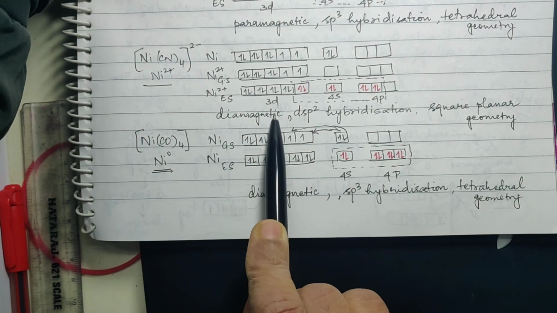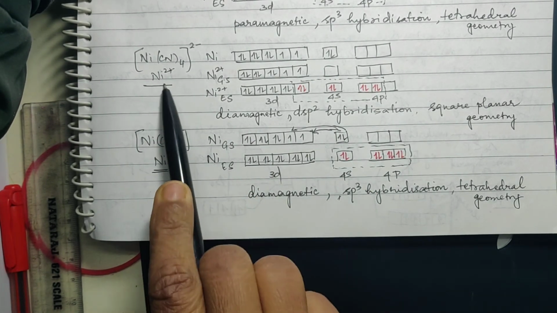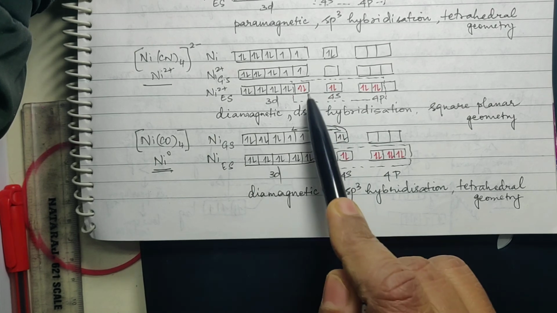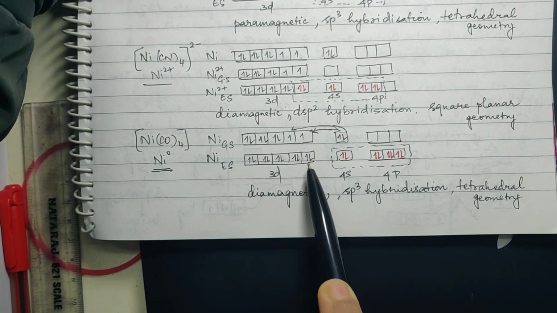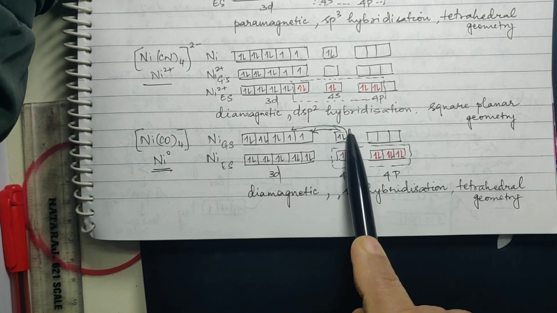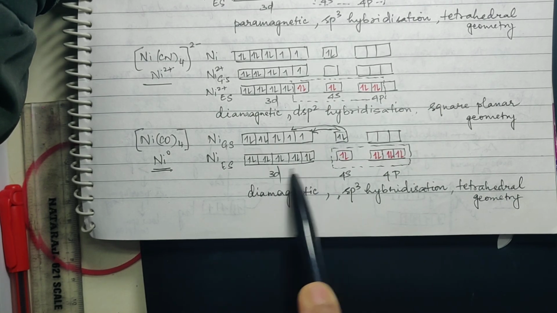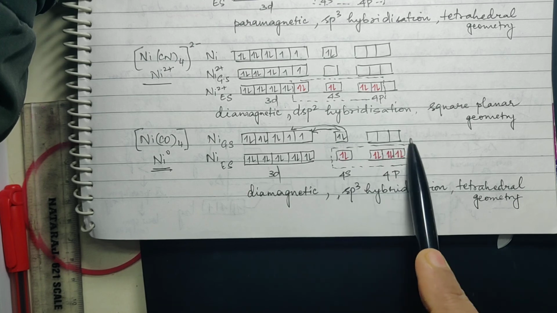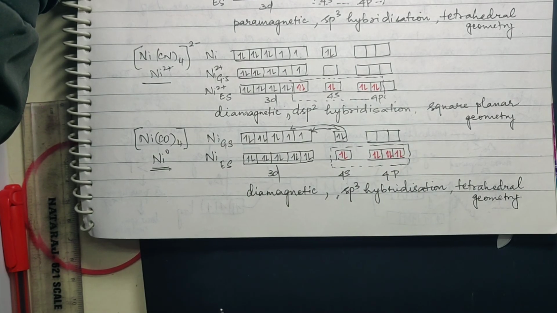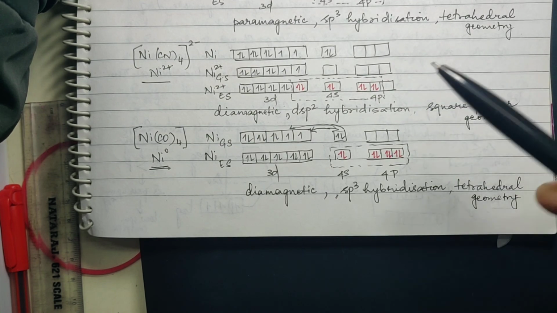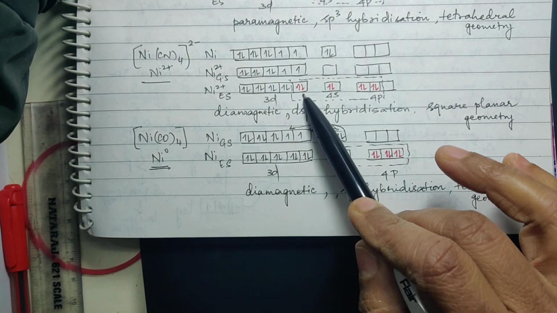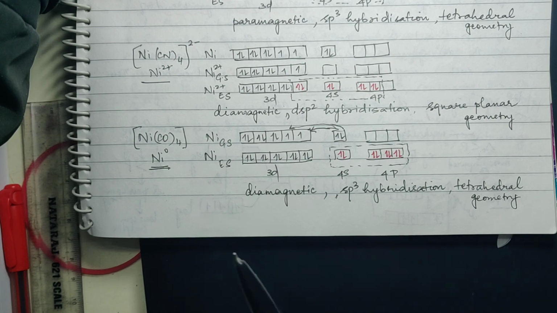This is also diamagnetic, this is also diamagnetic, but see the difference. Here one d became empty, dsp2 hybridization, and here both 4s electrons came into d and got paired, and it is showing sp3 hybridization. So it was all because of magnetic behavior. They were able to understand in which case d is participating, in which case d is not participating.